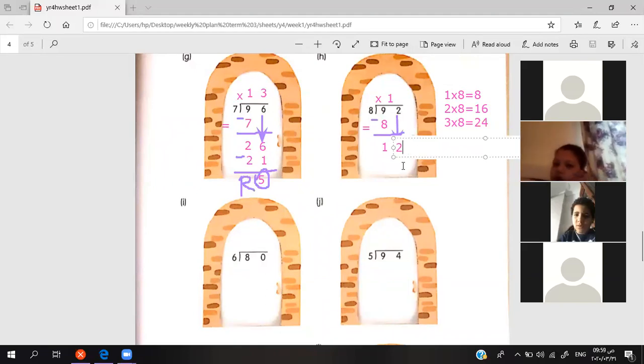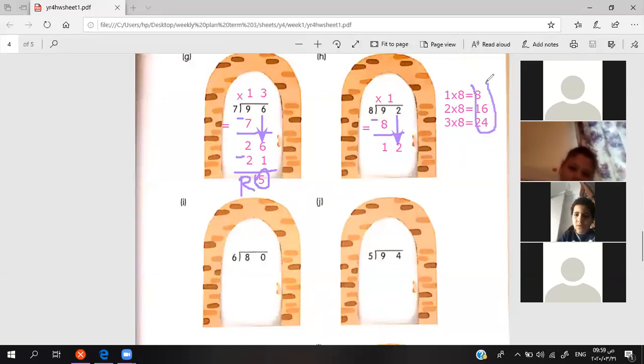What times 8 gives me 12? Let's look at my answers. There's no 12. So what's the number just smaller than 12? It's the 8. These are the answers of the times table. Look here, these are the answers I choose from. There's no 12. I always look for the smaller number. It's an 8. So I say 1 times 8 gives me an 8. So I will write another 1 here. 1 times 8 and I write my answer. It's very important to write the answer of your multiplication.